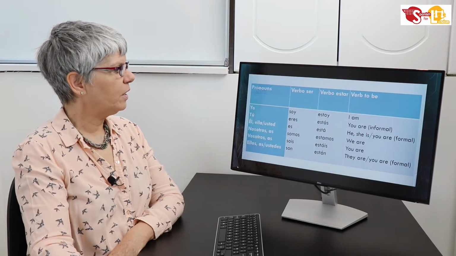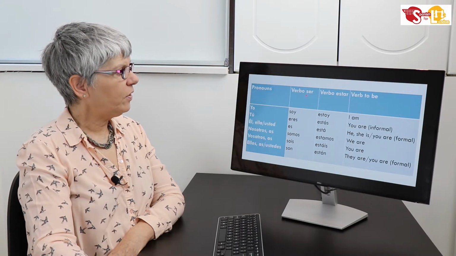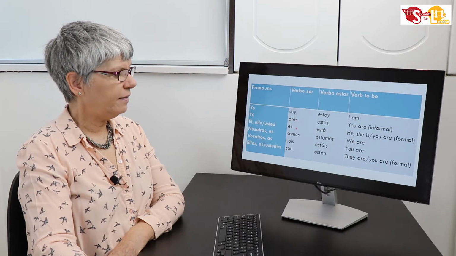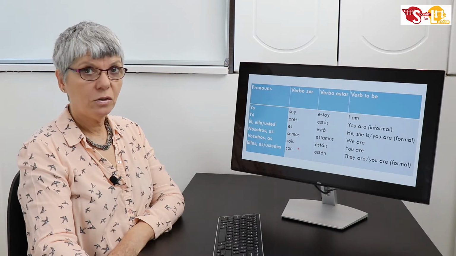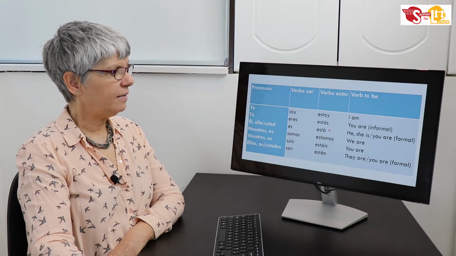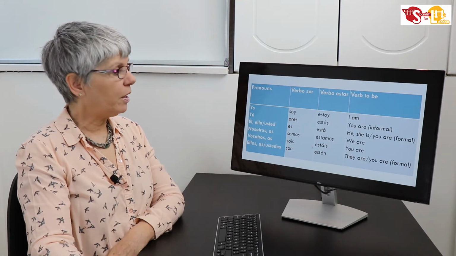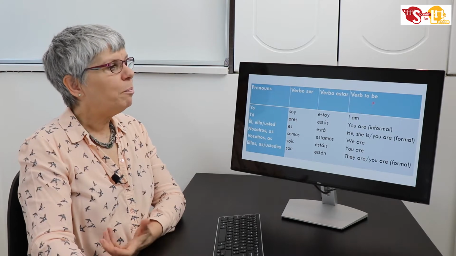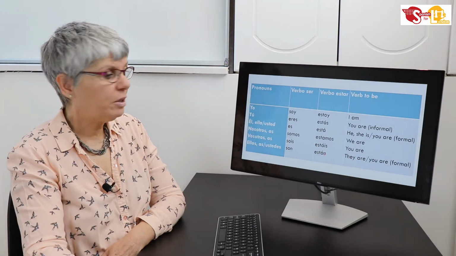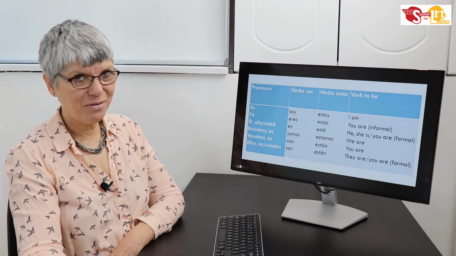Let's continue. Here you have the forms. Do you see? Verbo ser: soy, eres, es, somos, sois, son. Verbo estar: estoy, estás, está, estamos, estáis, están. So remember, both have basically the same meaning because both are to be. But you will see that we use them in different contexts and this makes a big difference.